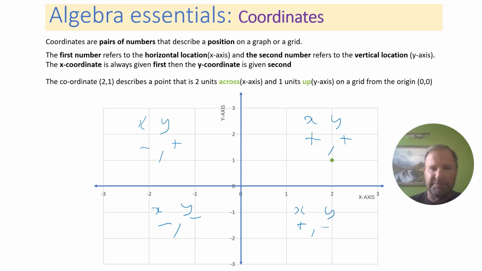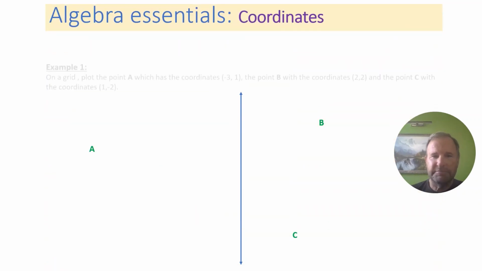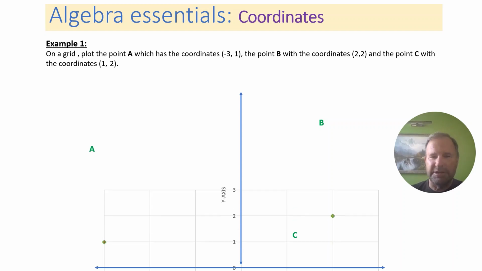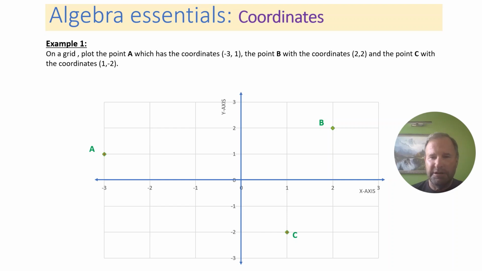Okay, let's begin. That's a bit of a revision. Let's go to the next slide. Okay, here's example 1 here. On a grid, plot the point A, B, and C. So you can see they're in different parts of the grid. So now you have to use your rule. Remember, x coordinate is the horizontal first, followed by the y coordinate.